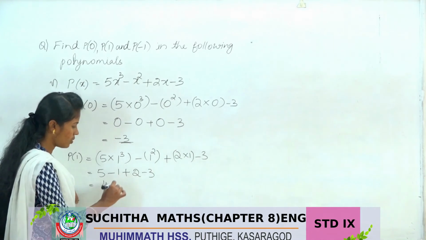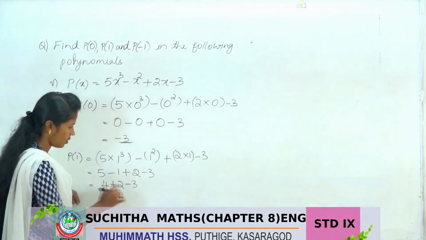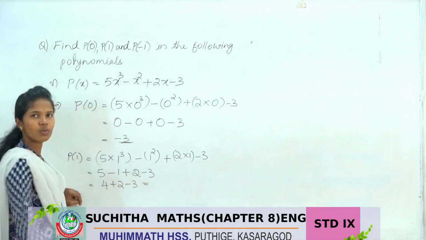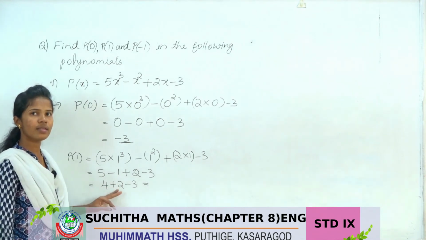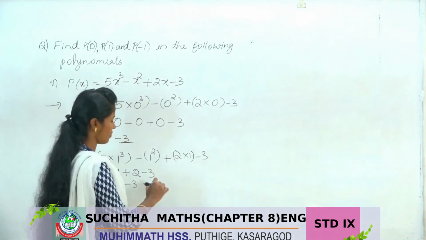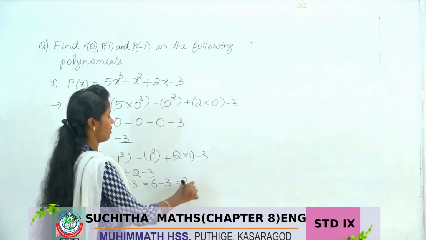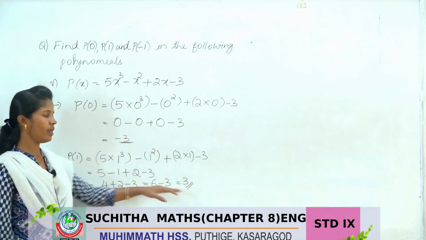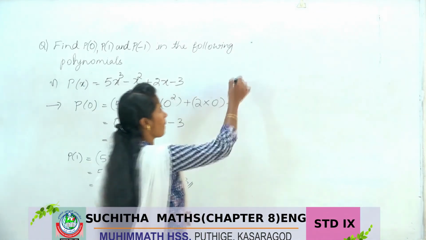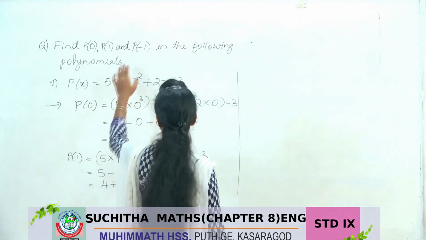4 plus 2 minus 3. That is 4 plus 2, 6. 6 minus 3. 6 minus 3 is 3. So here value of P of 1 is 3. Next one, P of minus 1.